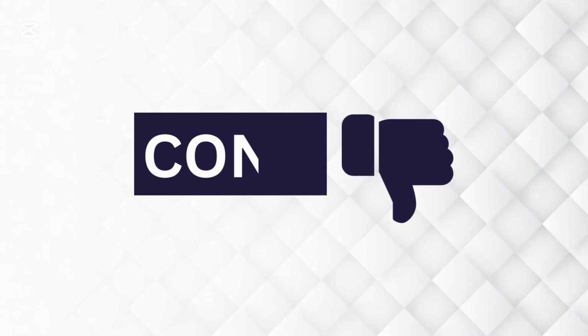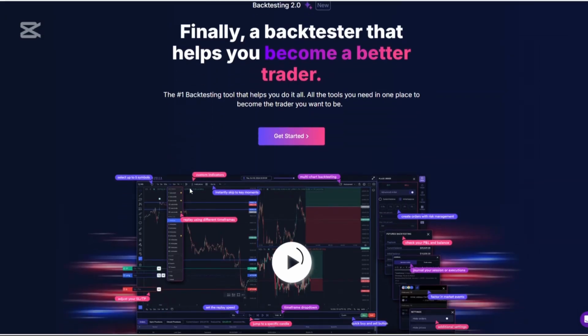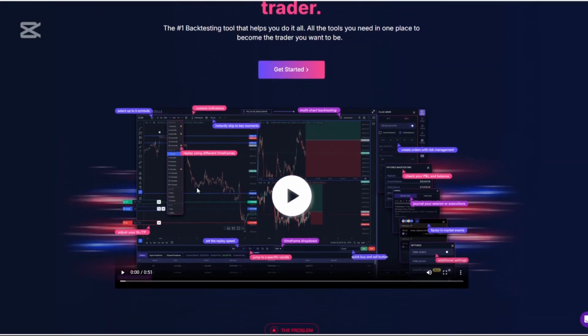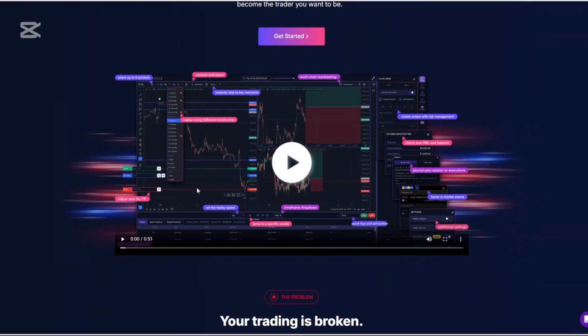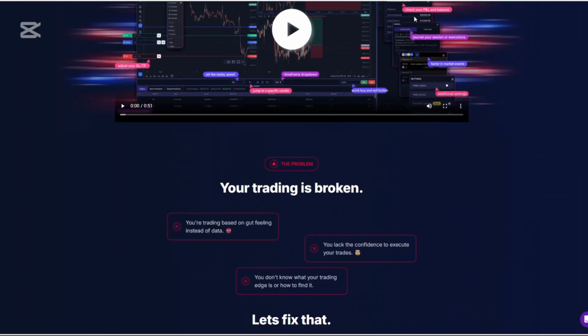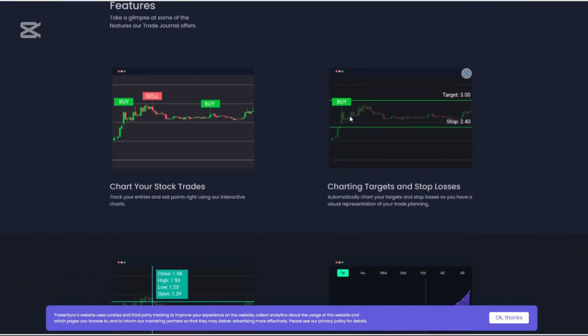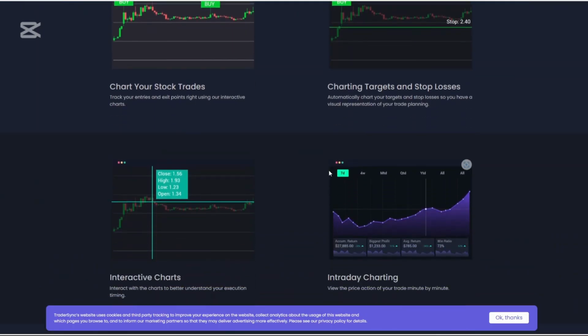How about the cons? For TradeZella, you're limited to one account on the basic plan, and less comprehensive simulation tools are available compared to the ones on TraderSync. And the cons of using TraderSync? Higher cost for the full feature access, and there's a steeper learning curve due to the abundance of features.